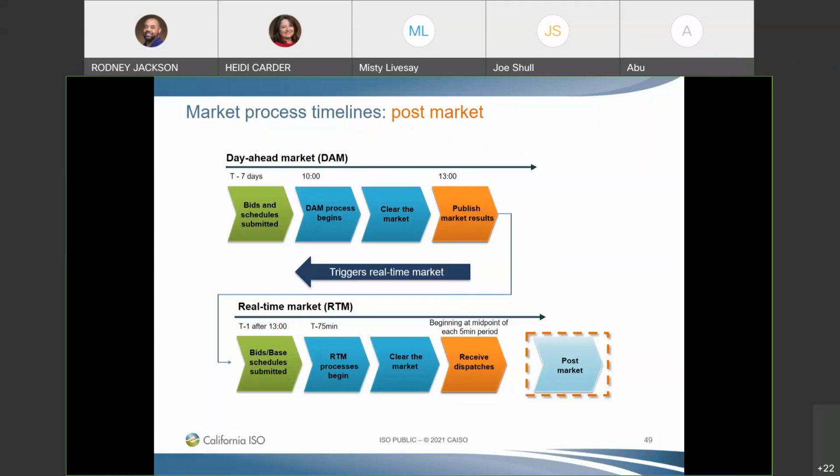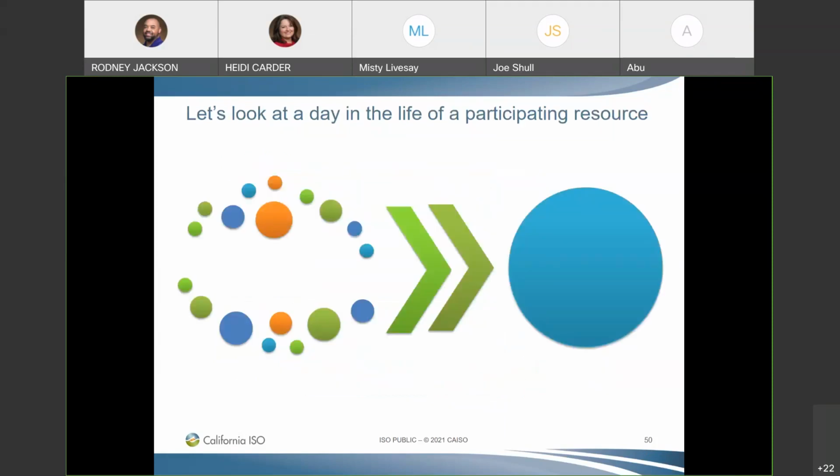Sounds great. So let's talk about the post-market and the financial things that take place. Now, each market transaction is distinct and will be accounted for separately in the stack of coded transactions and the associated prices based on the market activity and then data pulled from the meters. So if we look at a day in the life of the participating resource, remember that CAISO runs as profit neutral, so we act just as a clearinghouse for the financial transactions and all the activities that we talked about so far.